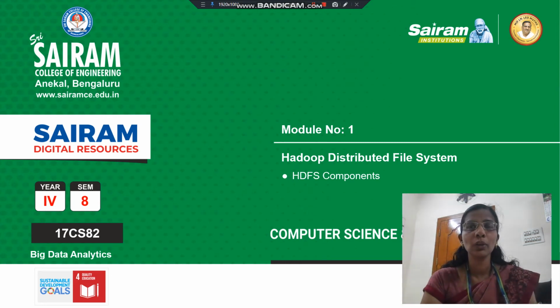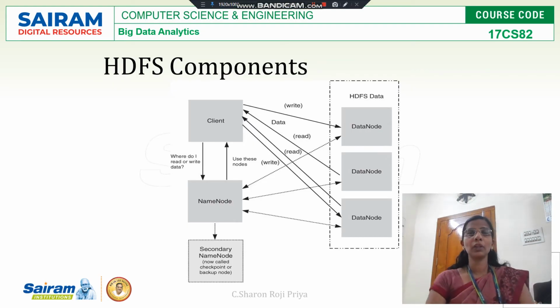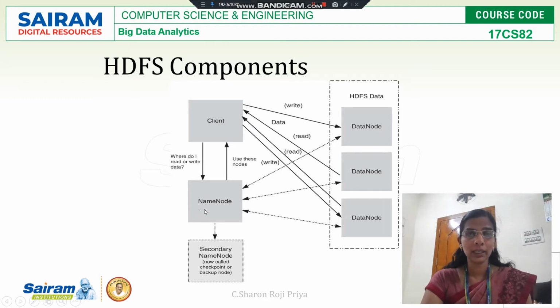Hi students, in this video we'll briefly discuss the HDFS components. In the previous video we learned about the two main components of HDFS, the name node and the data node, and we learned that the name node has metadata. What do you mean by metadata? The information needed to store and retrieve the data from the data node. Only the metadata is available in the name node and the actual data is available in the data node.